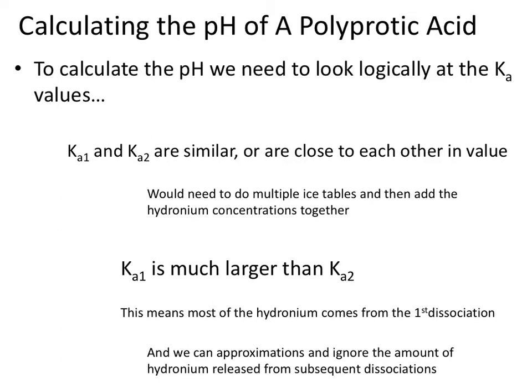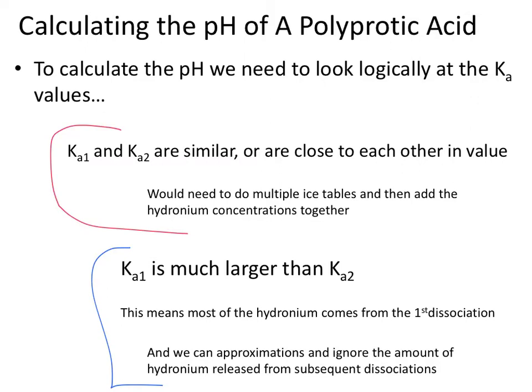All right. So in scenario 1, we would have Ka1 and Ka2 being similar, so they're relatively close to each other. And in that particular case, to calculate the pH of that particular polyprotic acid, we would need to do multiple ICE tables. So we're going to use Ka1, and then we're going to plug in some values into a second ICE table, and then we'll add the hydrogen values at the end and actually use that to calculate our pH. And I'll set up an example here on the next slide, and we'll go through each one of these together. Not a complete calculation, but you'll see what I'm talking about. All right, the next scenario is scenario 2, where Ka1 is much larger than Ka2.